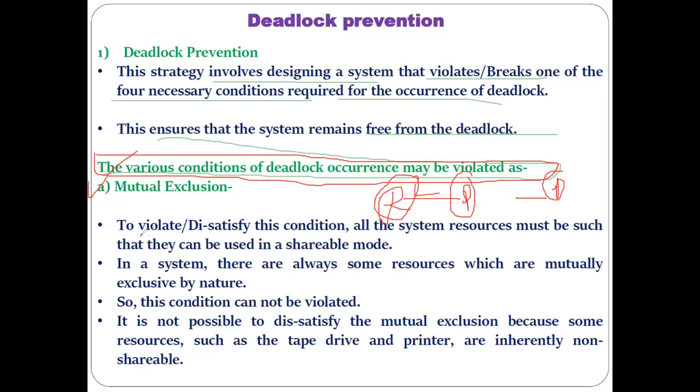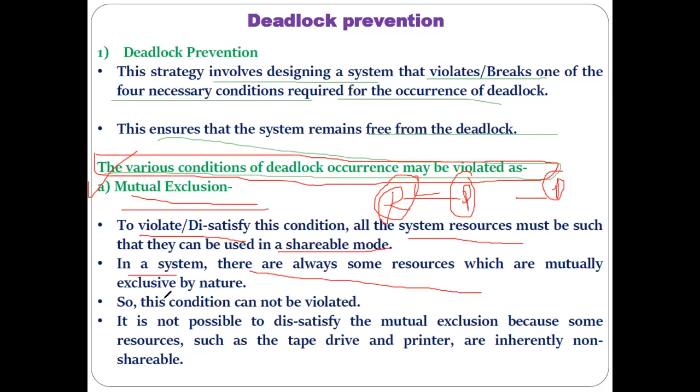Now how to dissatisfy or violate this condition? In order to dissatisfy or violate the mutual exclusion condition, the only solution is what? The system must have only resources which are in shareable mode. Means your computer system only has resources that are shareable. Means more than one process can utilize that resource at a time. Those resources we call shareable resources. So if your system has only shareable resources, then we can easily violate or dissatisfy this mutual exclusion condition. Because if the resources are shareable, then any number of processes can access the resource at a time, and no process will go into infinite waiting. So that is the only solution to dissatisfy or violate mutual exclusion.